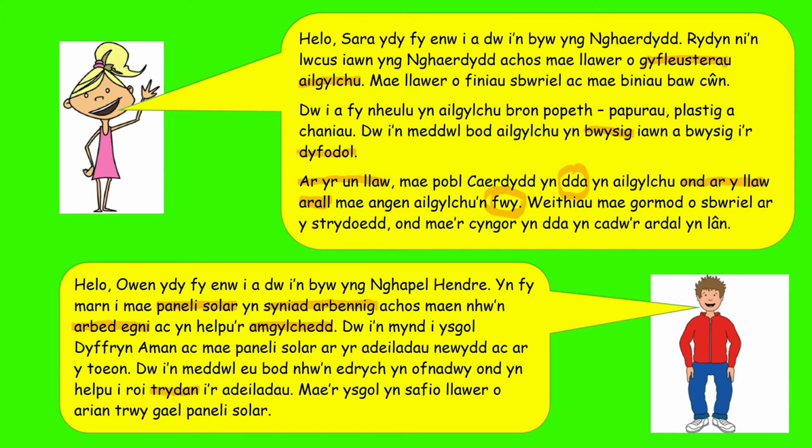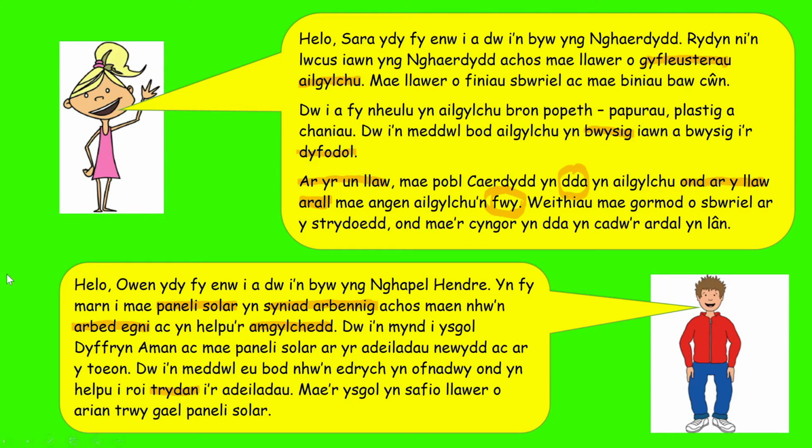Okay, so let's just go back and check on the key vocabulary. I did highlight one there, trydan. Trydan ydy electricity. So we have paneli solar, solar panels, syniad arbennig. They are a special idea. Arbed egni, they save energy, a mae nhw'n helpu'r amgylchedd. They help the environment, obviously the topic that we're studying now.